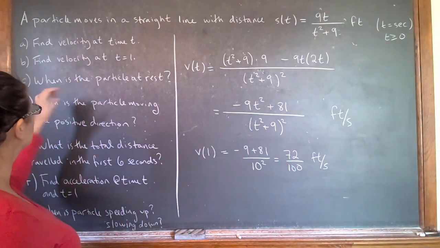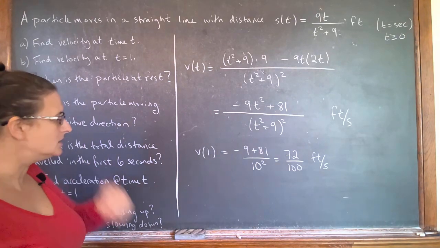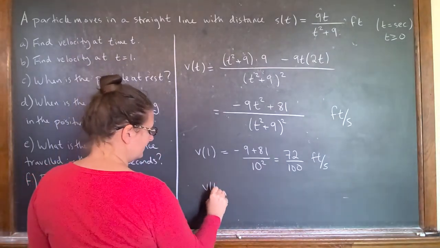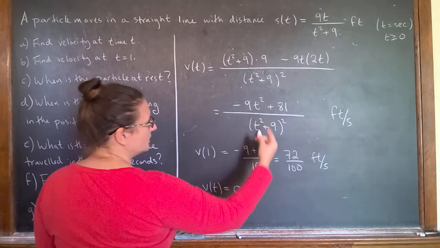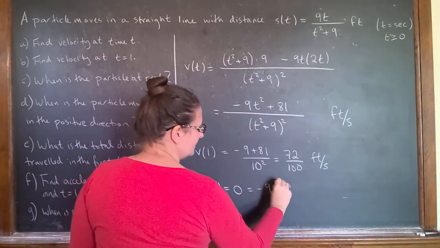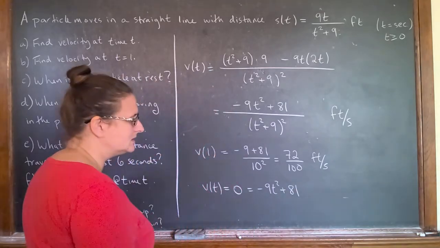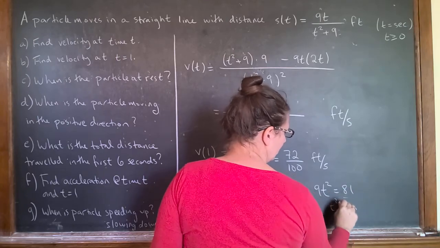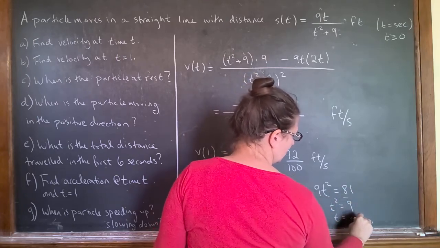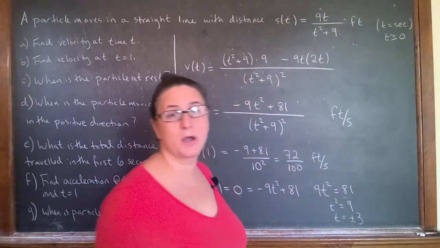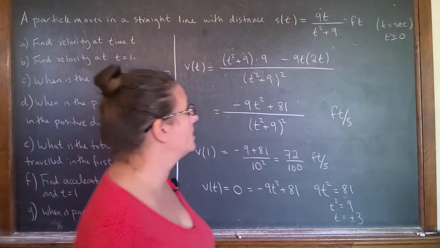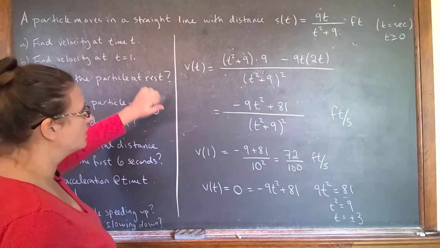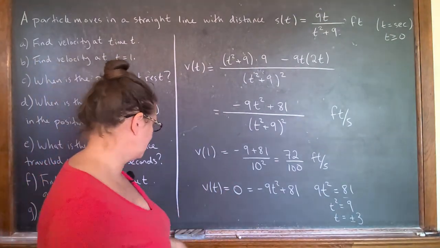Part C, more interesting. When is the particle at rest? The particle is at rest when the velocity is 0. So I want to solve for v of t being 0. Of course, that means the top is 0. So minus 9t squared plus 81 is 0. That's going to give me 9t squared equals 81. T squared equals 9, so t equals plus or minus 3. But really, we only care about t equals 3 because we want values greater than 0. So my answer to part C, when is the particle at rest, is when t equals 3.